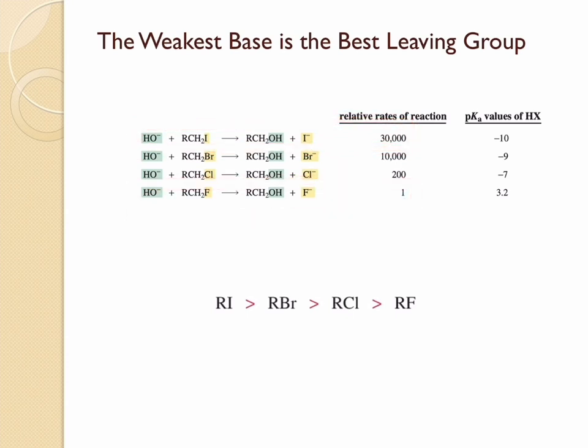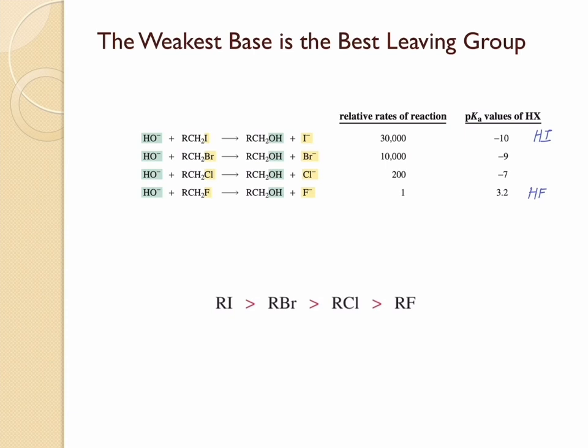Now, what is the reason? Why with alkyl iodide is the reaction much faster? What is the reason behind it? That is because iodide ion is the weakest base and it is going to be the best leaving group. When you draw the conjugate acid for iodide ion, it's going to be HI, right? And similarly for fluoride ion, it's going to be HF.